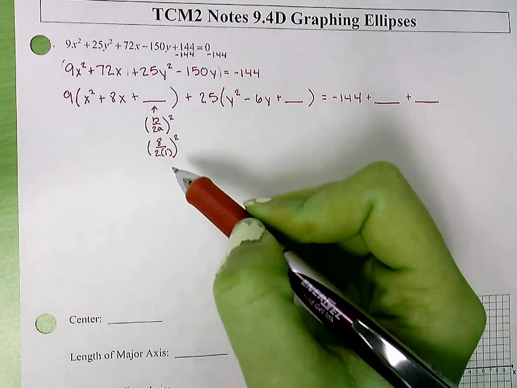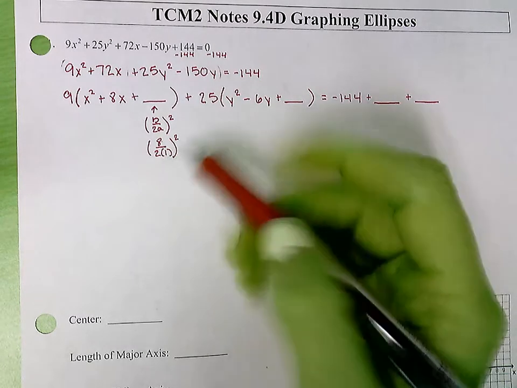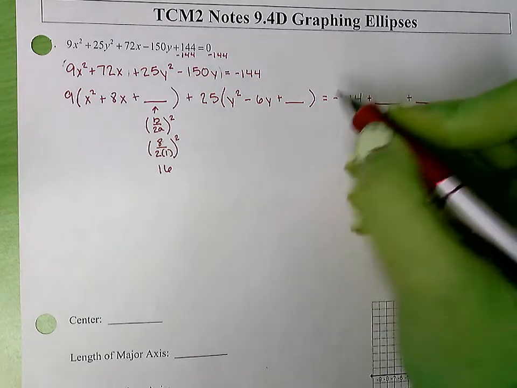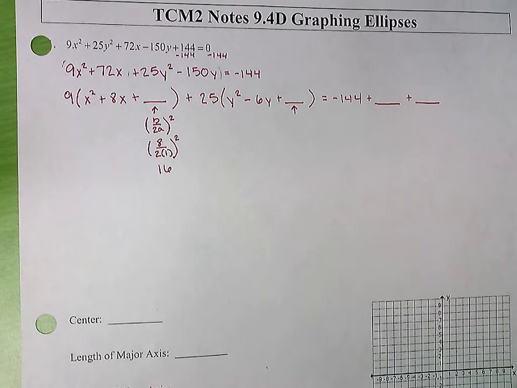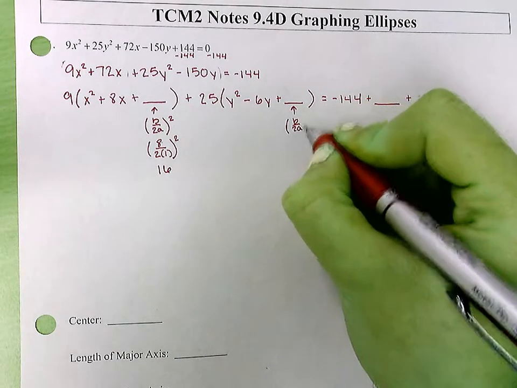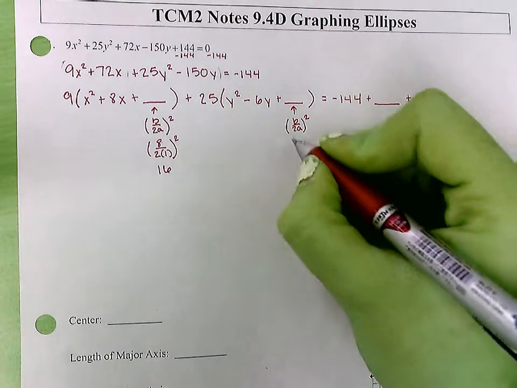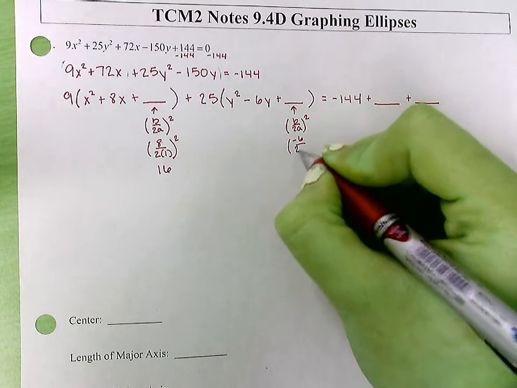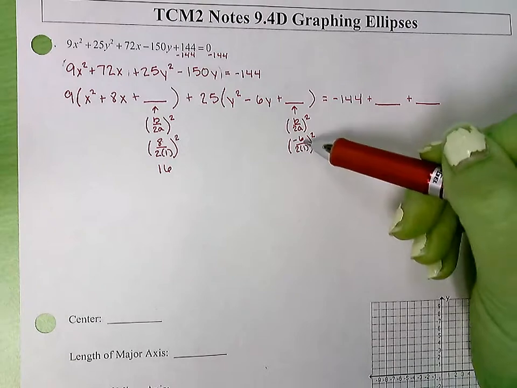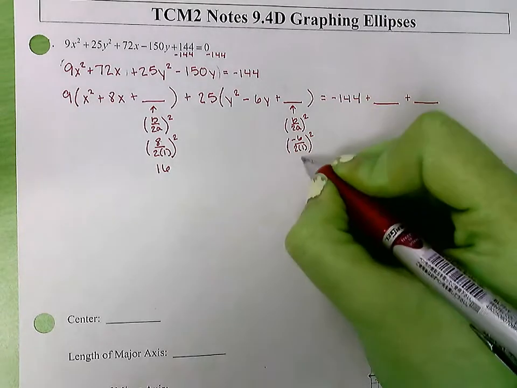Okay, so now I have 8 over 2. That's 4. 4 squared is 16. We're going to do the same thing here. So again, I have b over 2a squared. My b value here is negative 6. So I have negative 6 over 2. It's negative 3. Negative 3 squared is 9.